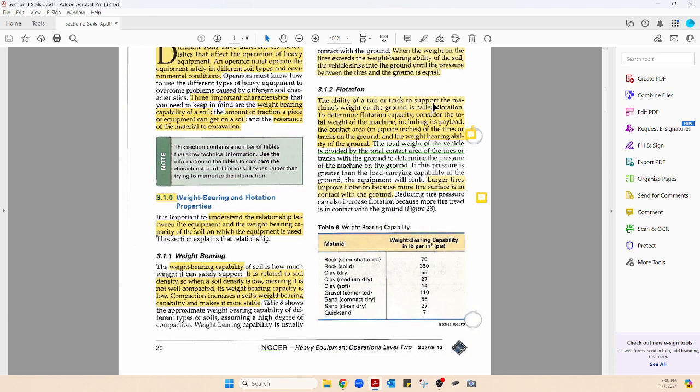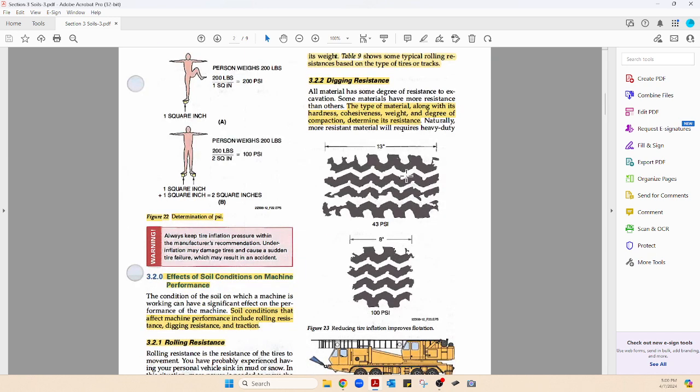Here, the ability of a tire or track to support the machine's weight on the ground is called flotation. To determine capacity, consider the total weight of the machine, including its payload, and the contact area in square inches. As you recall, this was my contact area. This was the length times the width, 8 inches. That brings it up to 104 square inches. They have 6 tires, so that brings it up to 624 square inches. So that's my area in my little scenario.